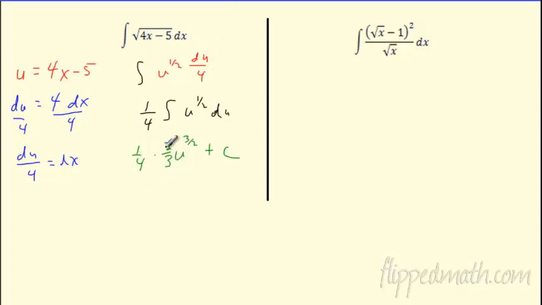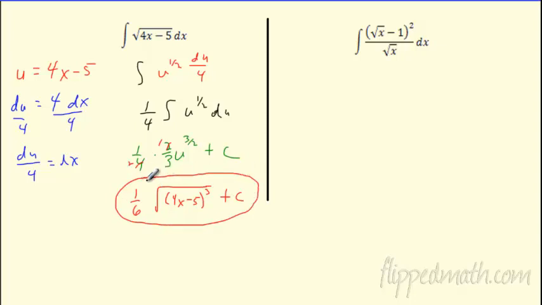Let's finish it out. 1/4 times 2/3 is going to be 1/6. That's nice. And u is the square root of what? 4x minus 5, cubed, and then I'm going to square root it, plus some c. So I subbed all that back in. There it is. Wow, this is awesome. Pretty cool. Now we can start taking square roots and things like that. Holy cow, let's look at the next one.